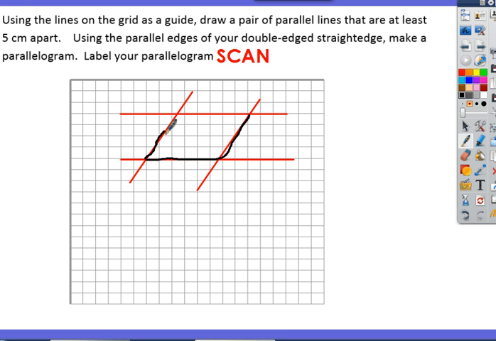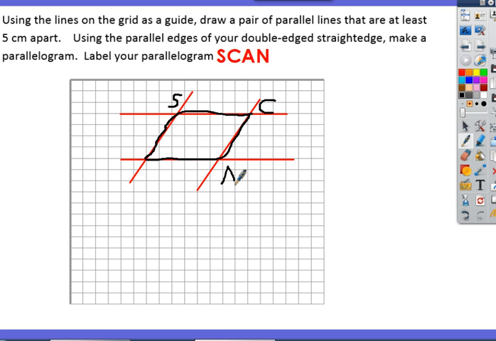Now, I'm using my mouse for all these drawings, so they're going to be really horrible, or as many of you so eloquently put, is going to be scan. So we will label it scan because of how poor the drawing is.